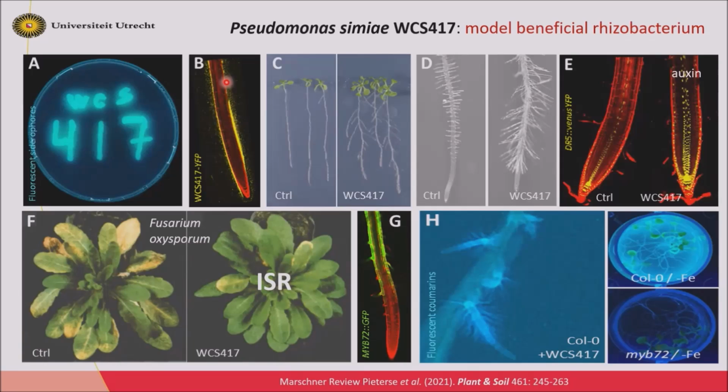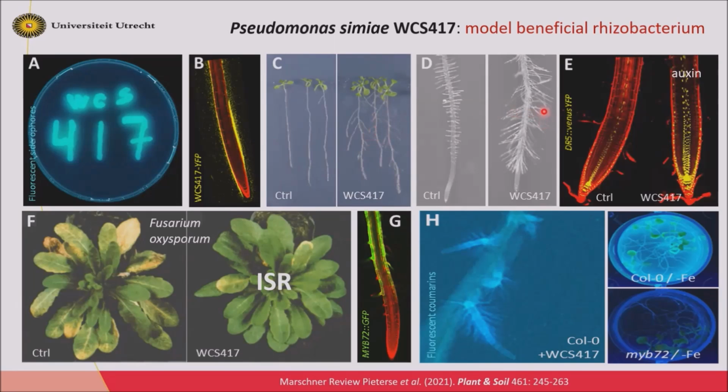When you do an assay on a plate, you can nicely see that the Arabidopsis plant is growing, but if you grow it in the presence of the Pseudomonas bacteria, you see that the root system is much better developed. There are more lateral roots formed, and also the shoot becomes bigger, up to 2 times more fresh weight, indicating that this root system is of better architecture.